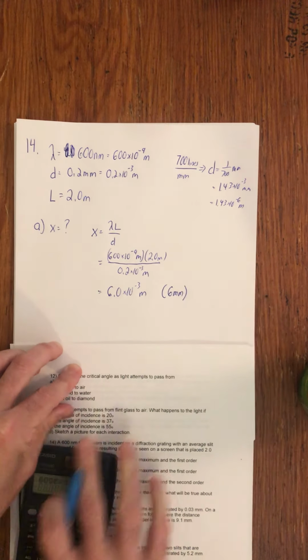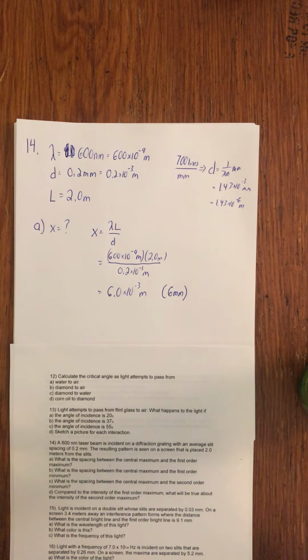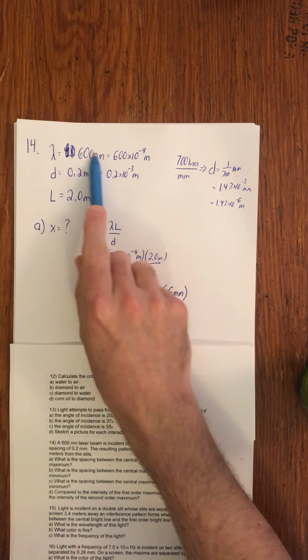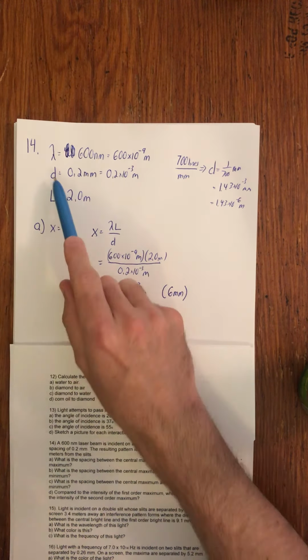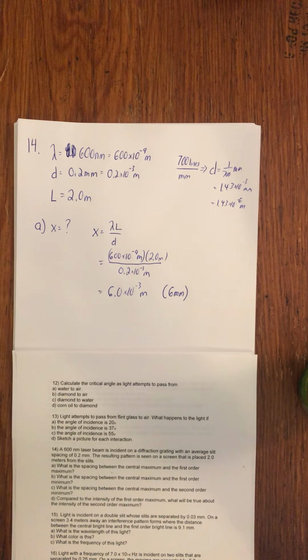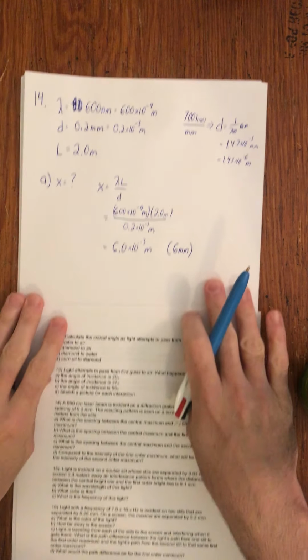Now I'll tell you, just for developing intuitions, lambdas are going to be on the order of hundreds of nanometers if it's visible light. D tends to be millimeters or less than millimeters. Length of slits to screen tends to be on the order of half a meter to a couple of meters. And how far apart are our maxima? Millimeters to centimeters is about normal for that, just so that when you get an answer, you can go, oh, okay, that feels right or that doesn't feel right.